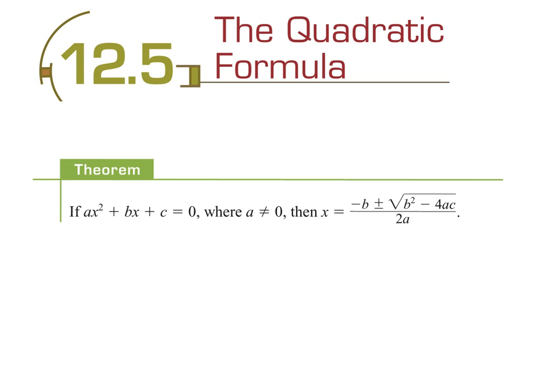What do you notice it is equal to? 0. Okay, so just like in factoring, it has to be equal to 0. So if it is not, you have to move everything over to one side and make it equal to 0. So first thing, has to be in standard form, equal to 0.